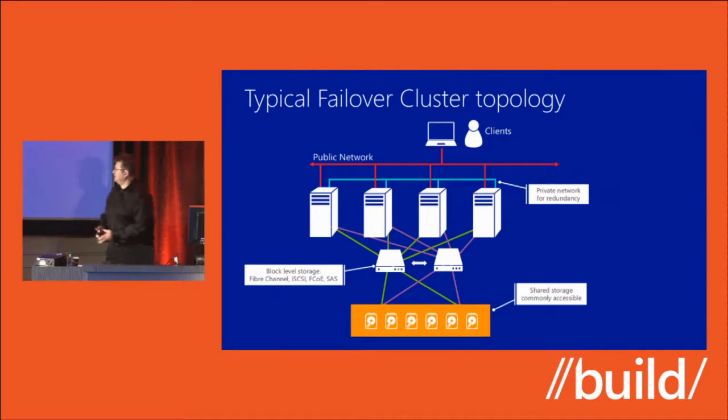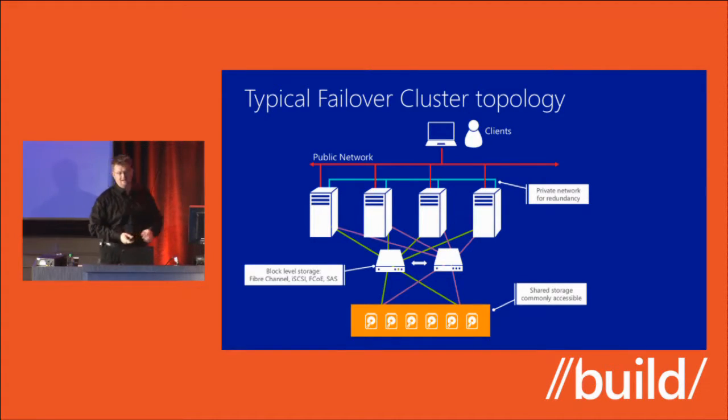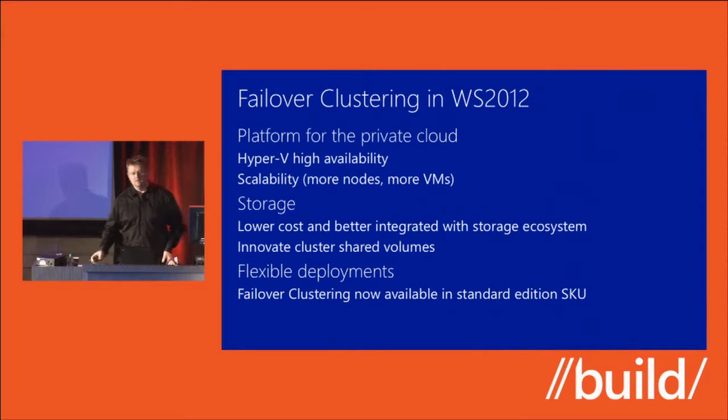And then there's shared data. The data on the back end down here is actually shared and available to all the nodes. And then we orchestrate access to the data. So what were some of the things that we did in 2012?